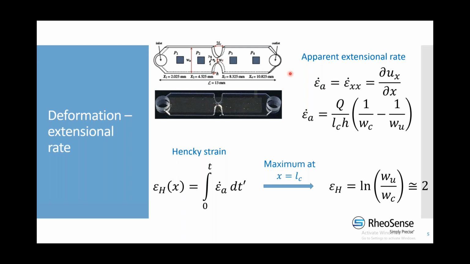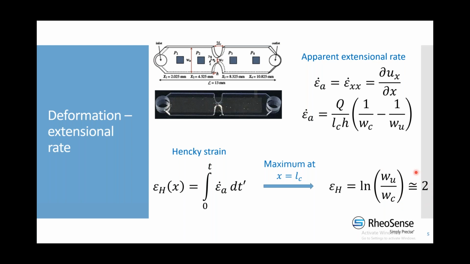The apparent extensional rate is the velocity gradient parallel to the direction of flow. We relate the apparent extensional rate to the flow rate and to the channel dimensions. We are going to talk about the normal stress difference in the next slide, but a parameter that is relevant to this is the Hencky strain. To get a strain, we need to integrate the extensional rate with respect to time. We find that this strain is maximum at the middle of the constriction. Because the geometry is fixed, the Hencky strain is dependent on these dimensions and is about 2.